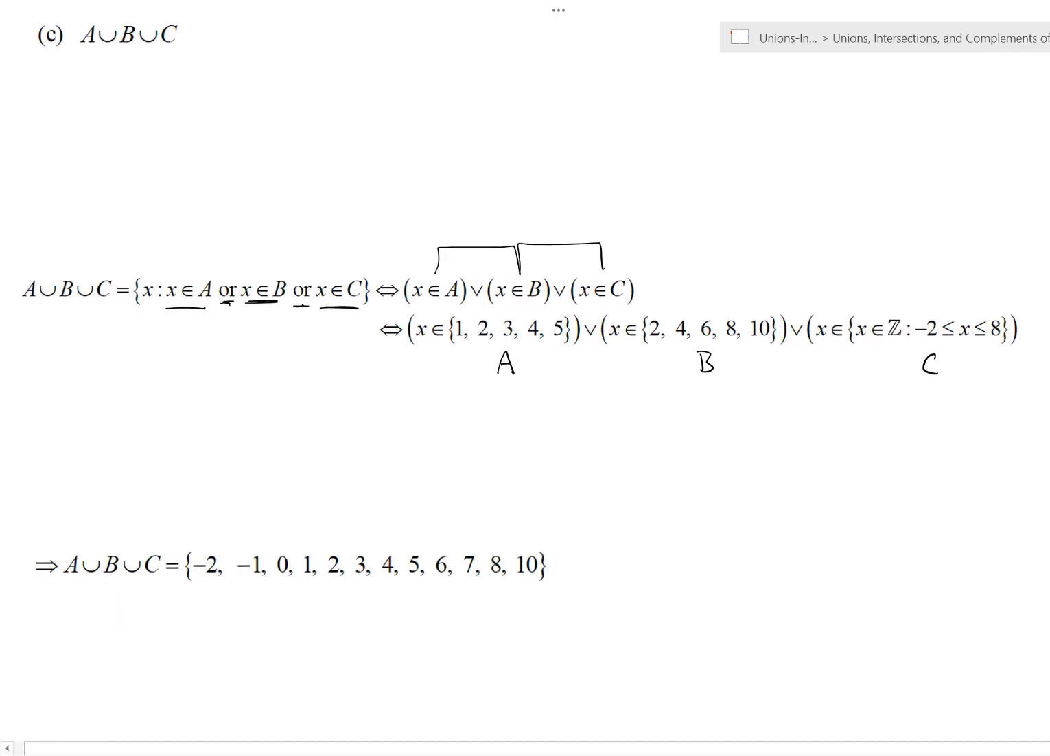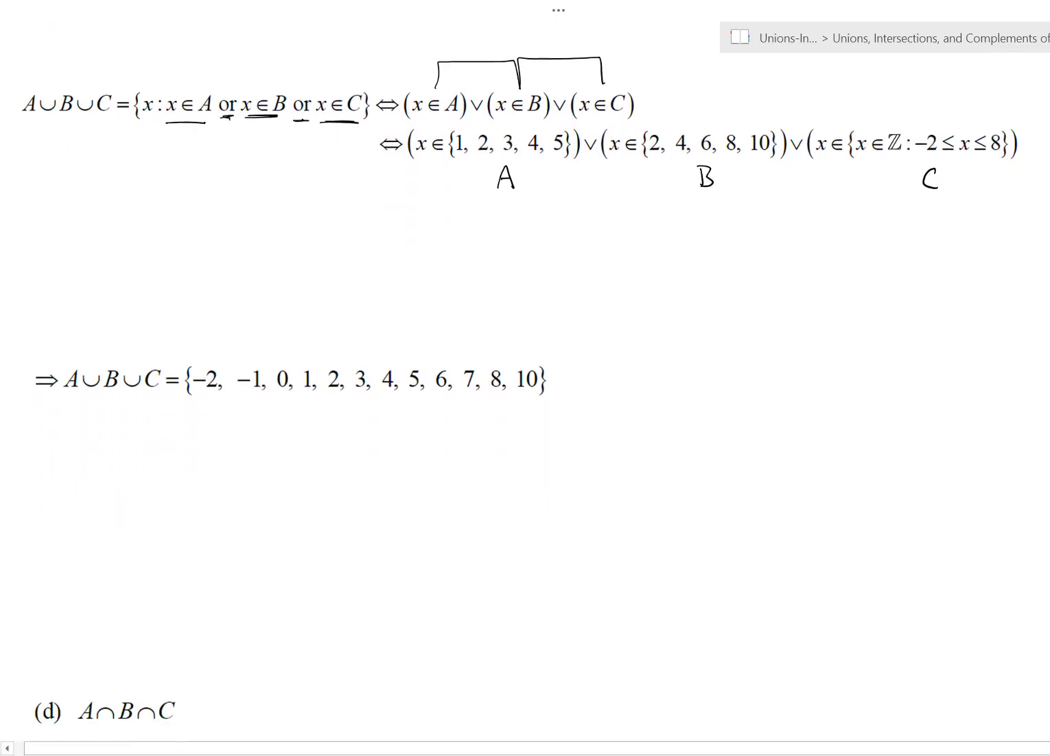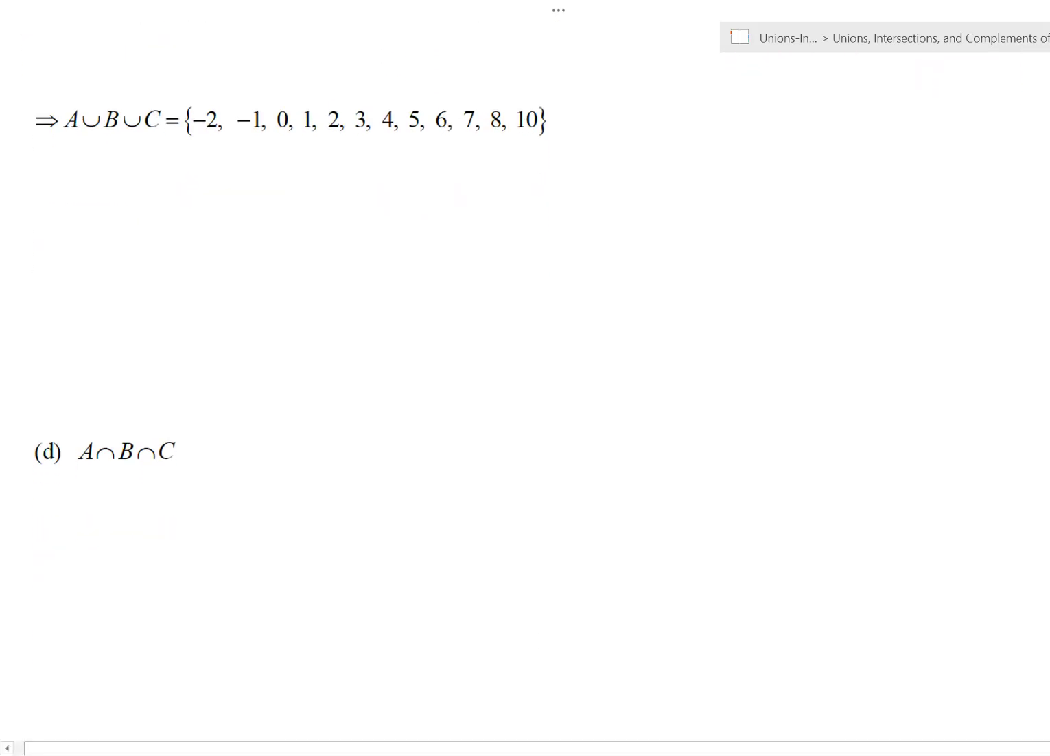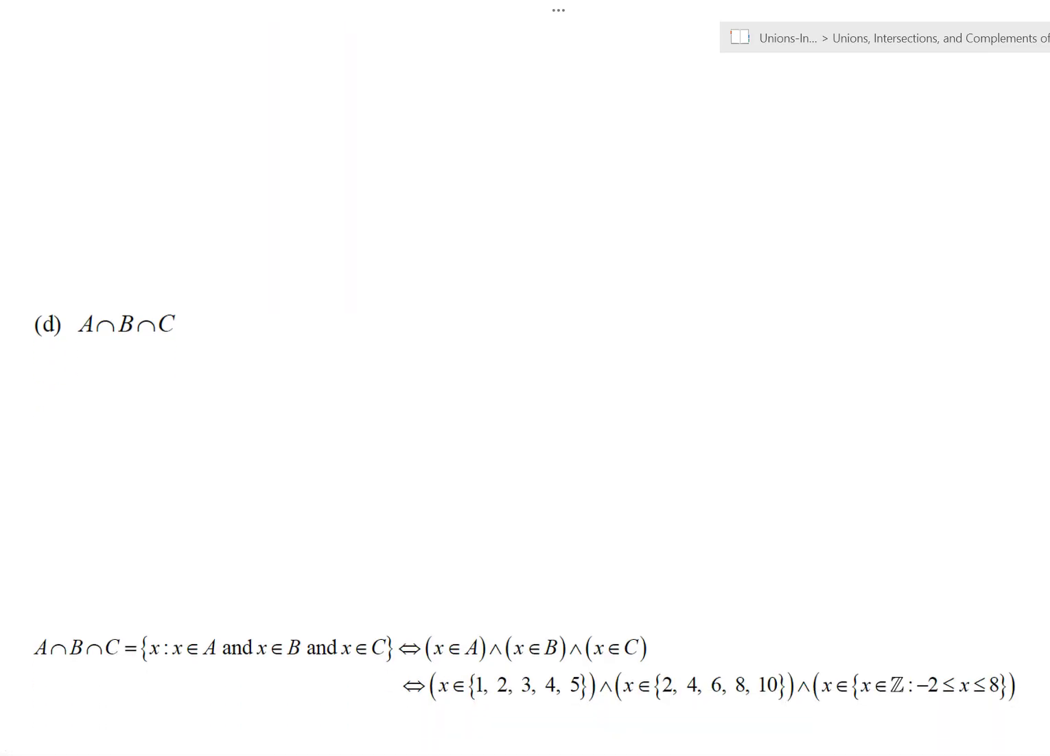So you could take unions and intersections of however many sets is needed. How about the intersection of all three sets? A intersect B intersect C. Now we're saying what is in A, B, and C all at the same time? So that's like saying X is in A, and X is in B, and X is in C. Here's A, here's B, here's C. What are the common elements to all of those?